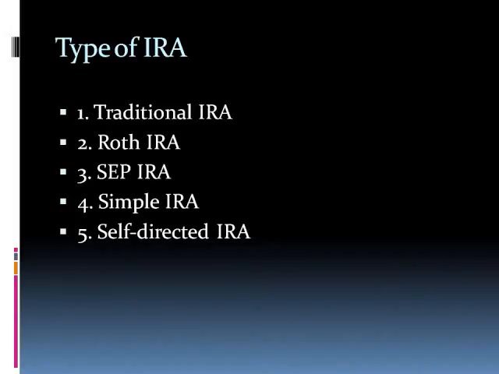The types of IRA. There are five of them: a traditional IRA, Roth IRA, SEP IRA, SIMPLE IRA, and self-directed IRA.